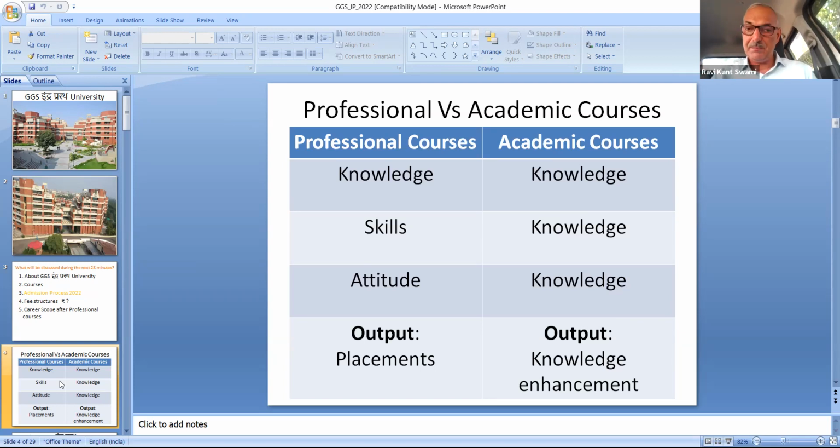That is the difference. And as I said, after globalization, privatization, and liberalization, the need is of professional courses rather than academic courses. So Delhi has got two major universities, University of Delhi and IP University. Now, University of Delhi is all about academic courses, while IP University is all about professional courses.